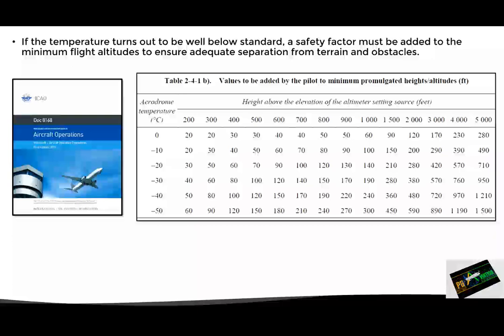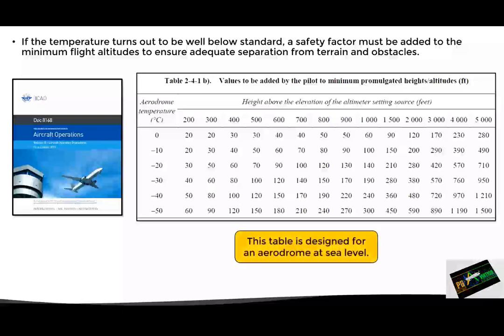However, if the temperature turns out to be well below standard, a safety factor must be added to the minimum flight altitudes to ensure adequate separation from terrain and obstacles. The correction factors to be used are published in ICAO document 8168 and are provided by means of this table. These values are established based on an aerodrome at sea level, but they can be used for other elevations.